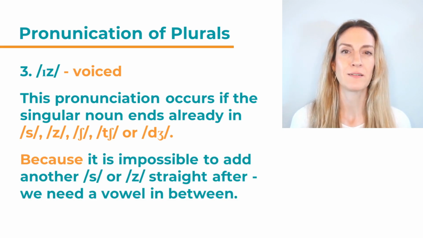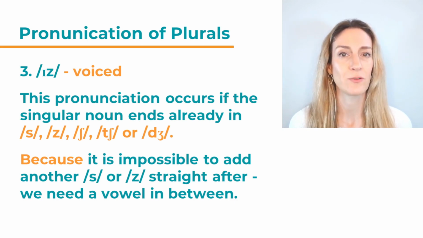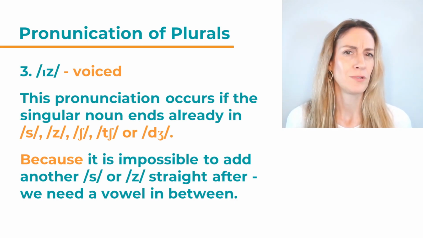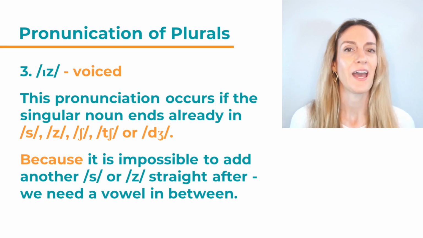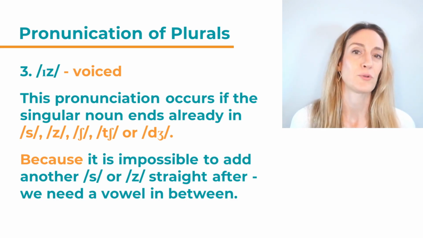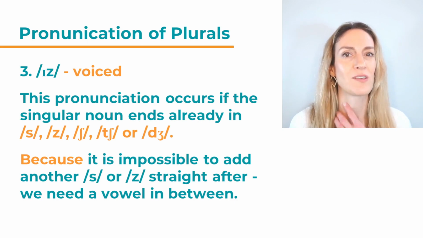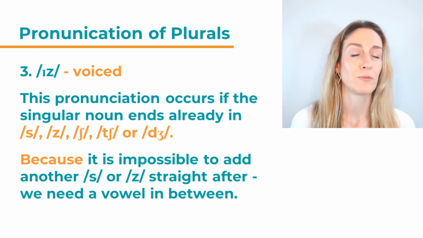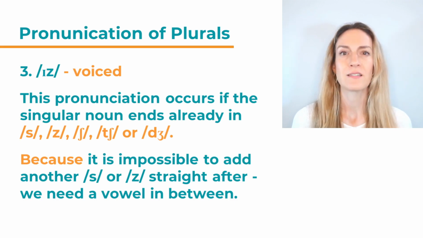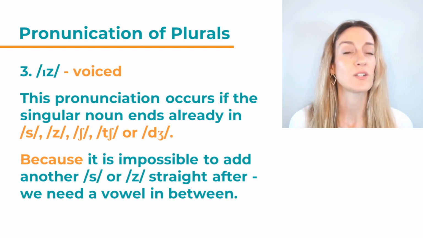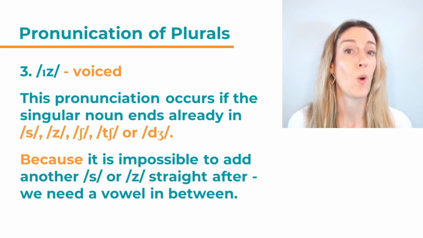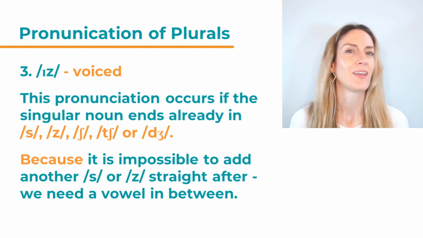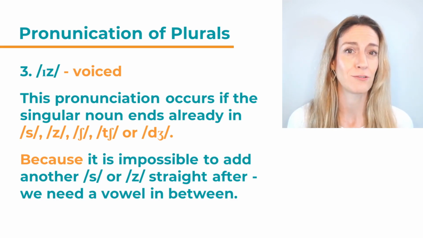And why does this happen? Well, because it is impossible to add another s or z straight after. We wouldn't hear any difference. So we need to add a vowel first and then z. And of course, if we add a vowel, we need to use our vocal cords, so we keep them on. And therefore, we end up with "iz". Otherwise, we would not really hear a difference between singular and plural form. So this is why it is important to pronounce this right. Otherwise, people might not understand you correctly.